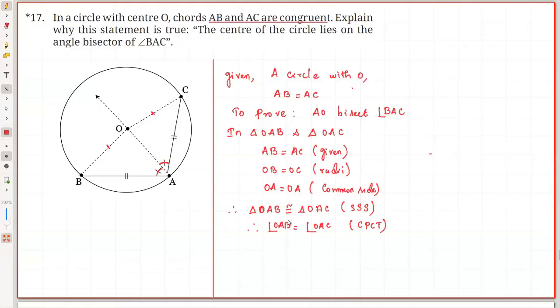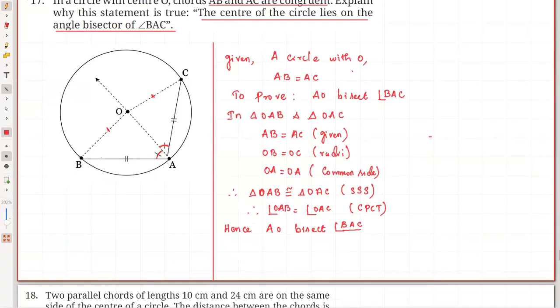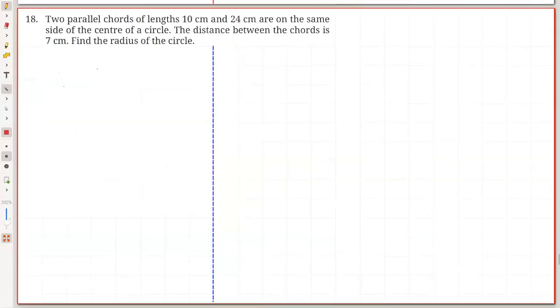As these two angles are equal, I can just say hence AO bisects angle BAC. Hence proved, so you can just write the statement. Therefore, the center of the circle lies on the bisector of angle BAC. Okay, so now next, question number 18.